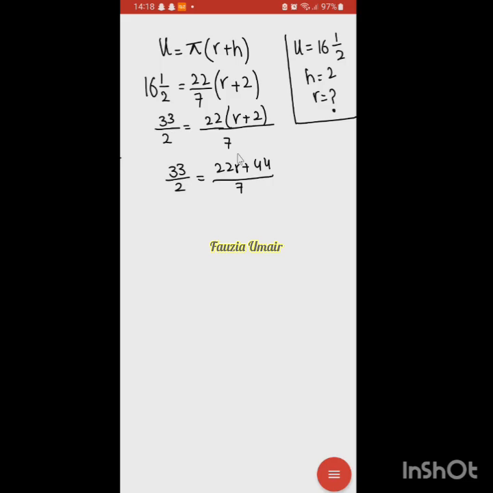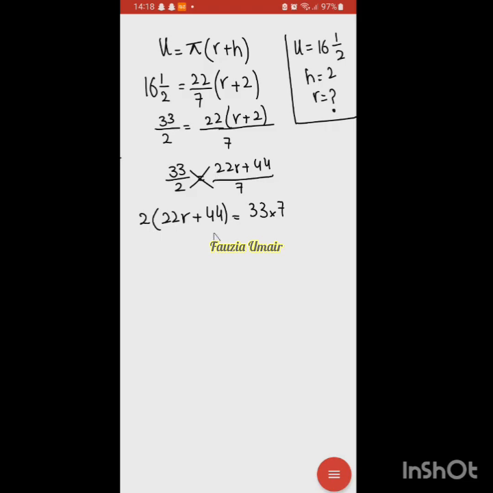So now what? Now cross multiply. Very good, Avrish. So now we can cross multiply because we need to keep r on the left side. So I will write down r on the left side, okay, so that I do not have to move it. (22r plus 44) into 2 equal to 33 multiplied by 7. This is what cross multiply is: these two values will be multiplied and these two values will be multiplied.